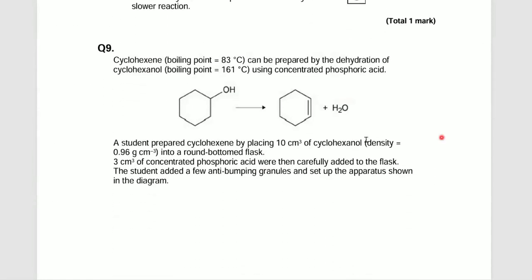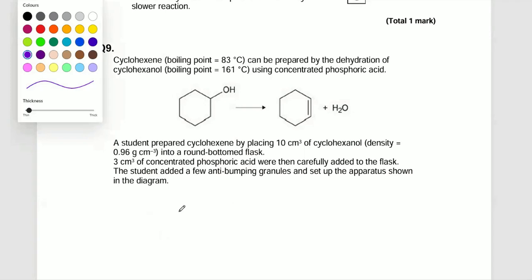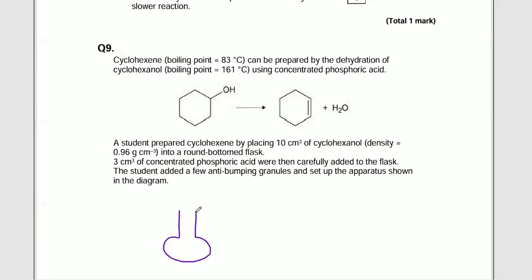I'm going to do the calculation up here where I can actually see the equation. Let's have a little look here. The student prepared cyclohexene by placing 10 cm³ of cyclohexanol, density 0.96, into a round bottom flask. Check out my round bottom flask, a bit dodgy that. So they put in 10 cm³ of the cyclohexanol, which is the reactant. I'm circling it here, they're putting the cyclohexanol in there. And it tells us that the cyclohexanol has a density of 0.96 grams per cm³.